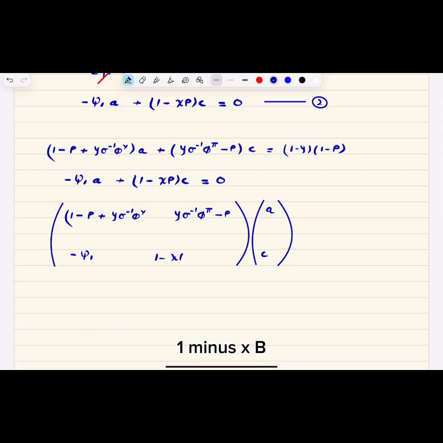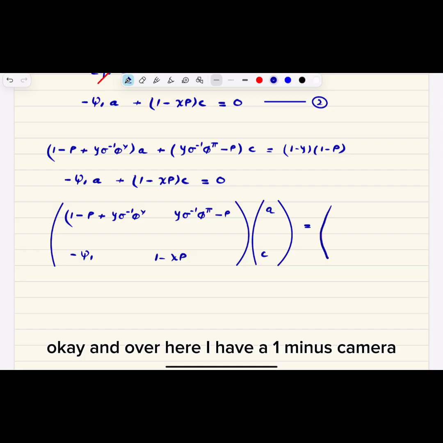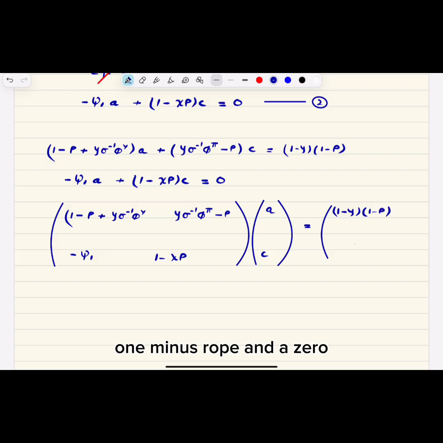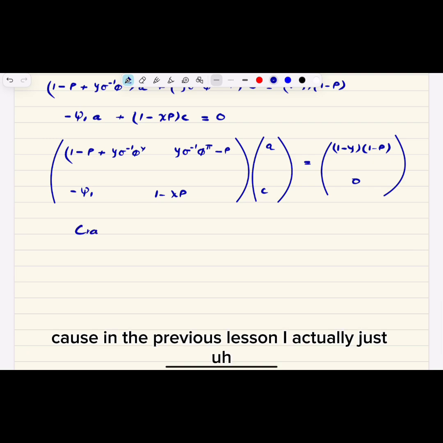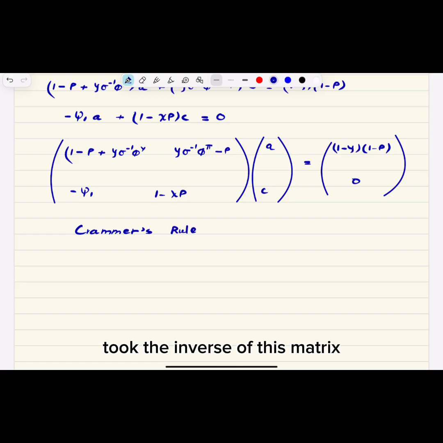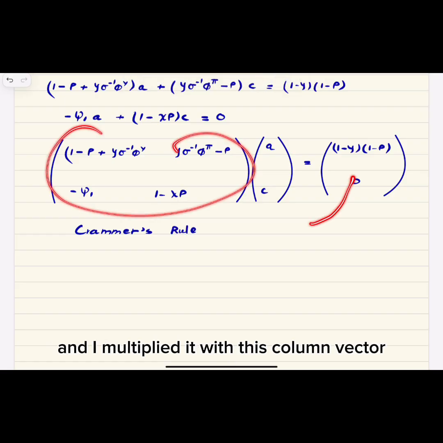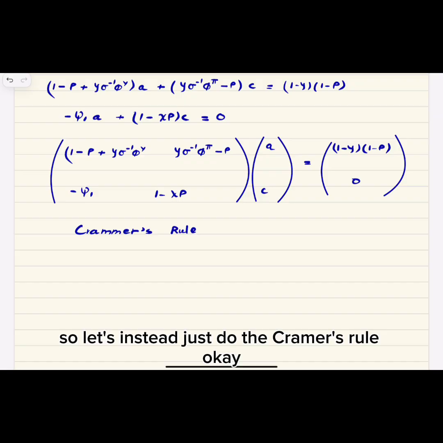1 minus xb. Okay, and over here I have a 1 minus gamma, 1 minus rho, and a 0. Okay, so let's use Cramer's rule this time, because in the previous lesson I actually just took the inverse of this matrix and multiplied it with this column vector. So let's instead just do Cramer's rule.